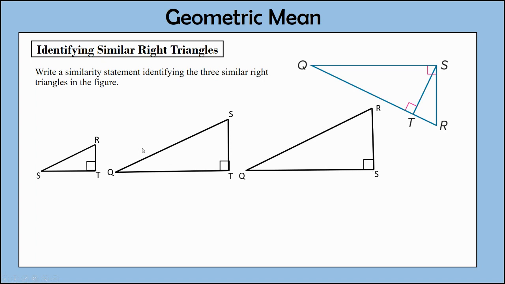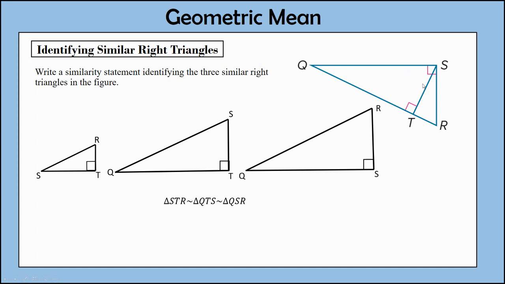The reason they're similar is by the angle postulate. Notice they all have a right angle, so they all have a 90 in common. The middle and the last one share angle Q and a 90, so they're similar. These two triangles, the first and the last, share angle R and a 90, so those two are similar. And then using the transitive property, all three of these are similar to each other. So we know that STR, QTS, and QSR, all these triangles are similar. That means they're all made up of the same angles, and therefore their sides are all proportional. And that's where this whole geometric mean concept comes from.